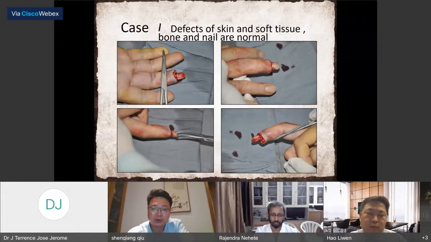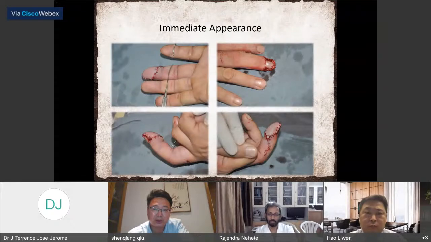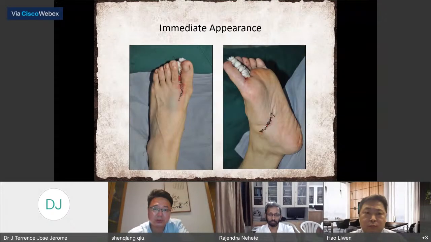The first type: bones and nails are normal, but skin and soft tissue are defective. We designed a free palm clamp or grid tool. Our design is very accurate. We should not only repair the fingertip perfectly, but also preserve the tissue of the donor as much as possible. Immediate appearance of the finger. Full thickness skin graft from the medial side covers the bone.